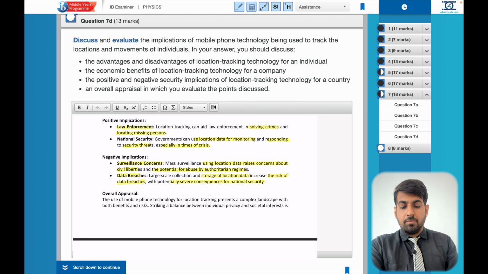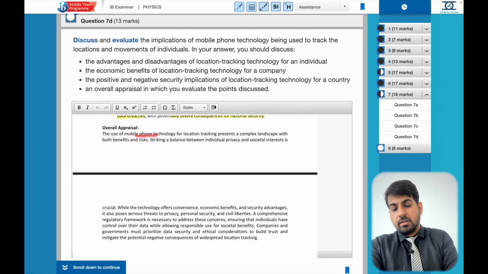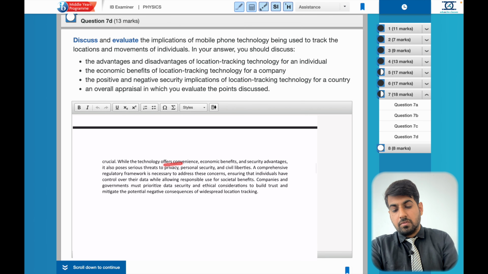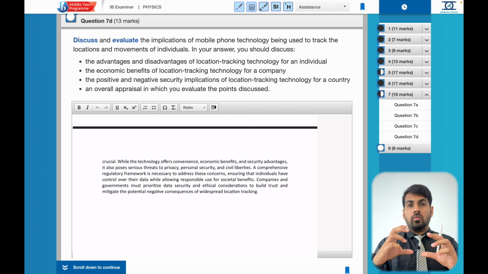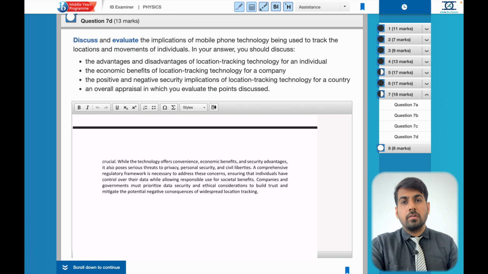Now the overall appraisal is very important. The use of mobile phone technology for location tracking is a complex landscape with both benefits and risks. Striking a balance between individual privacy and social interest is crucial. While the technology offers convenience, economic benefits and security advantages, it also poses serious threats to privacy, personal security and civil liberties. A comprehensive regulatory framework is necessary to address these concerns, ensuring that individuals have control over their data while allowing responsible use for social benefit. Companies and government must prioritize data security and ethical consideration to build trust and mitigate potential negative consequences of widespread location tracking. This appraisal should conclude whatever arguments you have put up in all your above points.